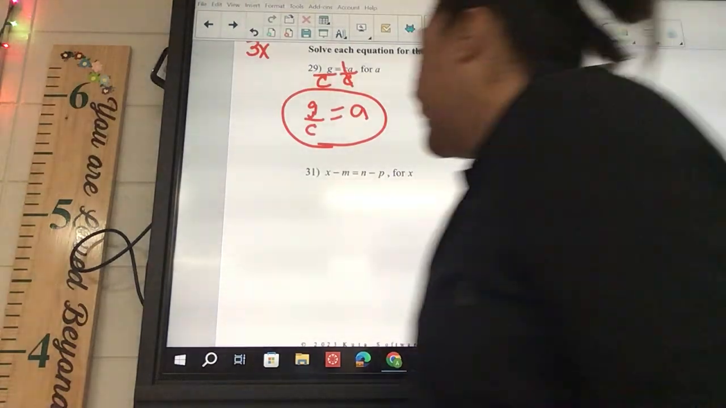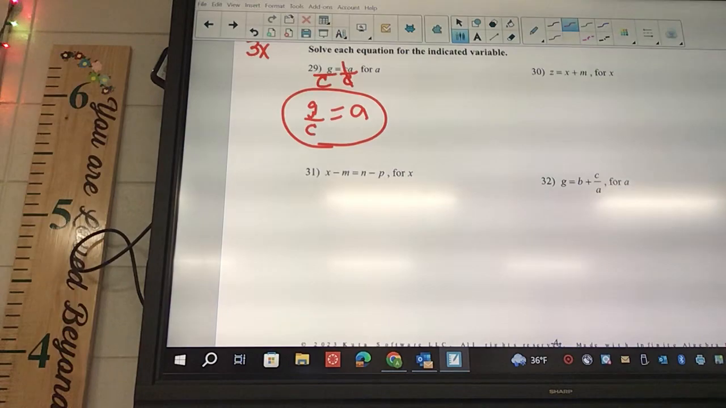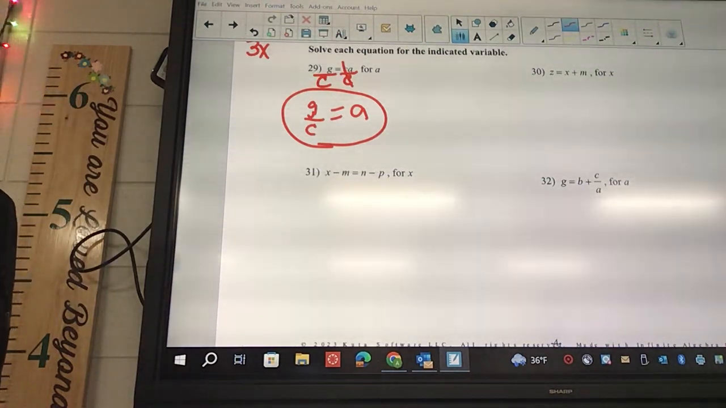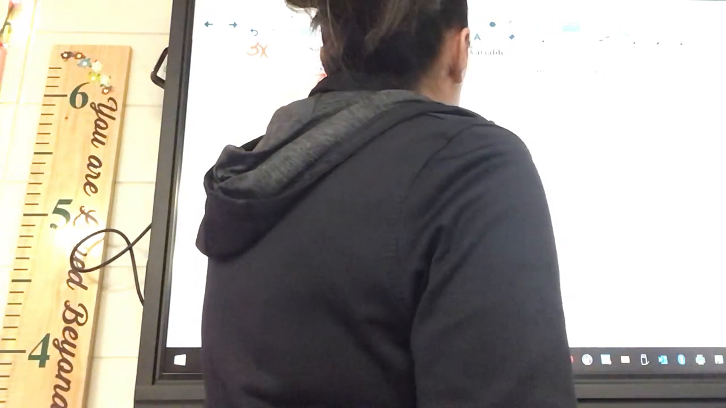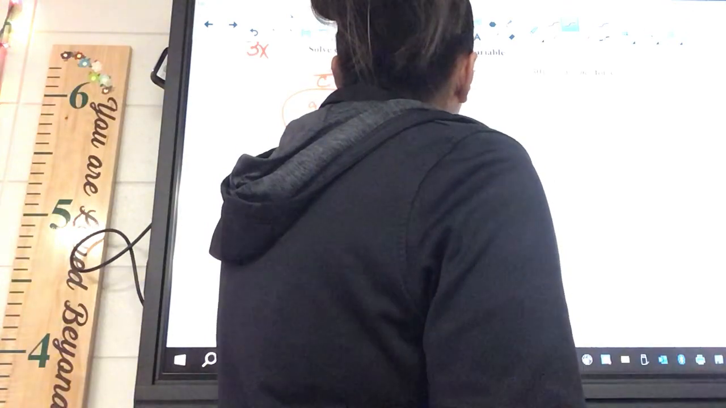Okay, 31. What is our indicated variable? What they tell us solve for what? X. So anything that's by X needs to be moved. What is by X? M. So how do I move a minus M? Plus M. So we say plus M, plus M. Okay, so I got X equals, over here you're just going to write this all in one line. Okay, so it's going to look like N minus P plus M.